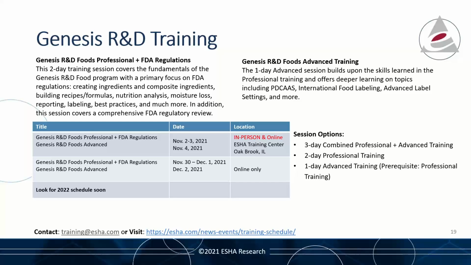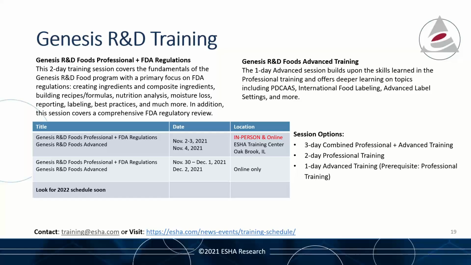We have 2-day professional and 1-day advanced level courses, or we combine these into a 3-day class option. The typical training covers fundamentals of using Genesis R&D as well as FDA label creation and regulations. Occasionally we offer USDA training or focus on restaurant training, so you'll want to just check the schedule if you're interested in those. And then the advanced day class builds upon the features and the topics covered in the professional class. It can be attended as a single day option if you've already attended the professional level course.